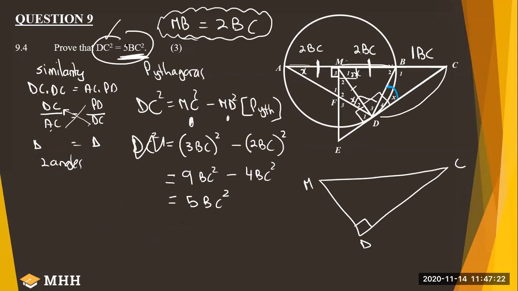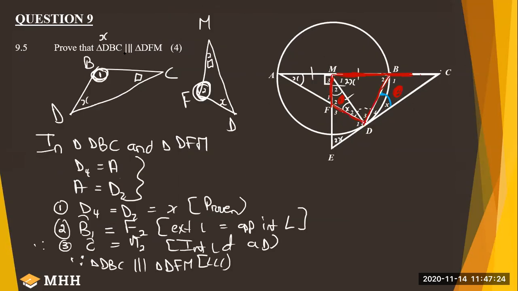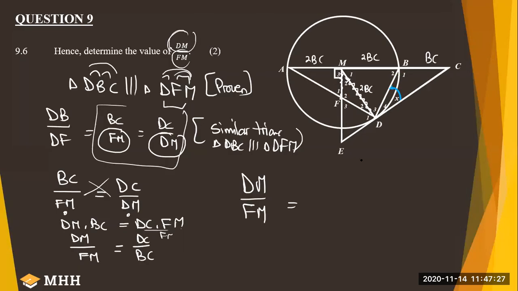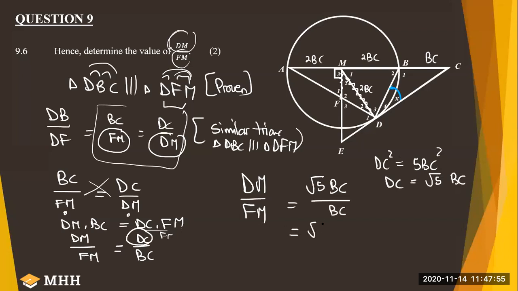We worked out that DC squared was equal to 5 BC squared. So therefore, I can sub DC with what? Square root of 5, and you just get the square root of BC squared. So DC we can write as square root of 5 BC. And we already have BC. Voila, square root of 5. Got it.